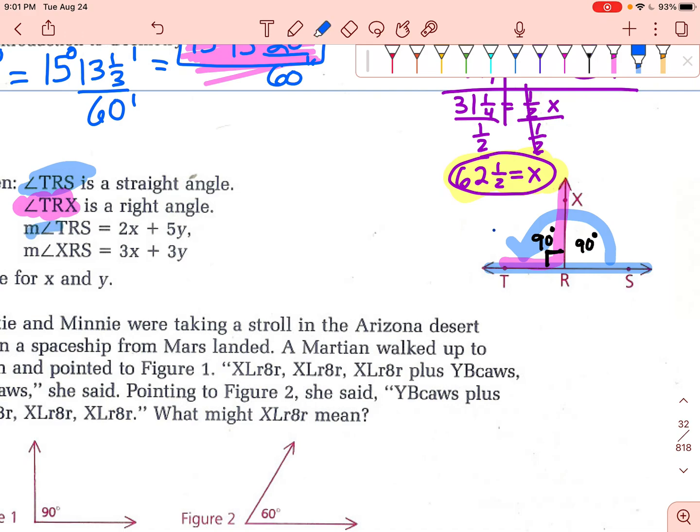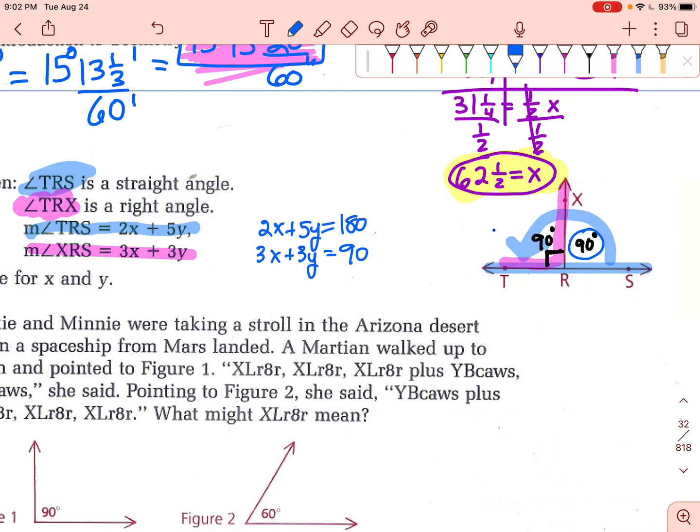Then they tell me that TRS is 2x plus 5y. So I think most of you guys went ahead and said 2x plus 5y has to equal 180. And then they also tell me that XRS is 3x plus 3y. So 3x plus 3y has to equal 90. So we already said both sides are equal to 90. And we have ourselves a little system.